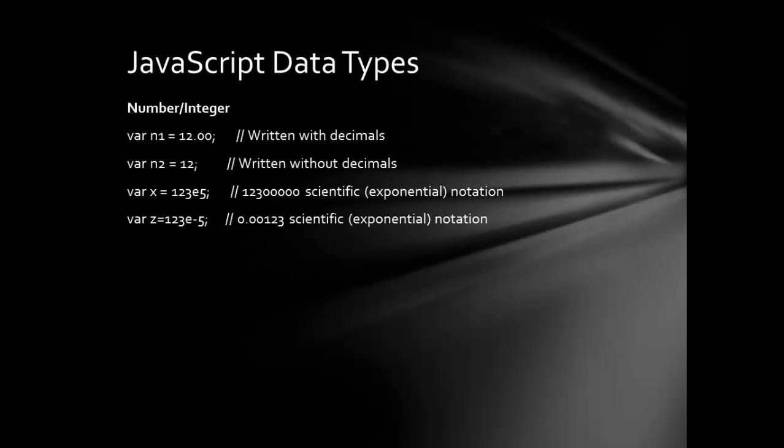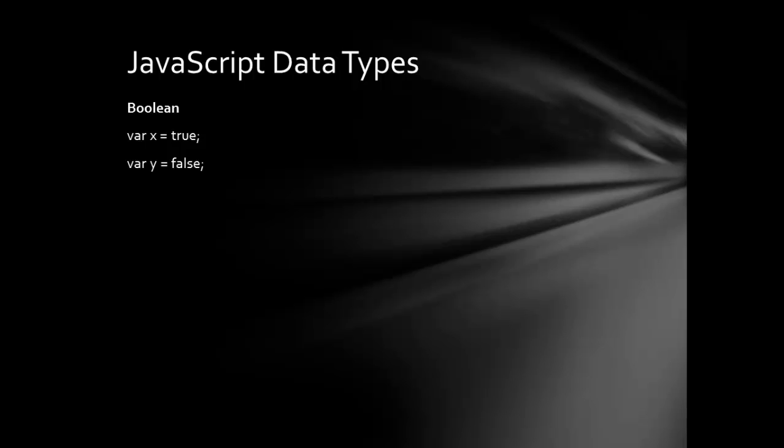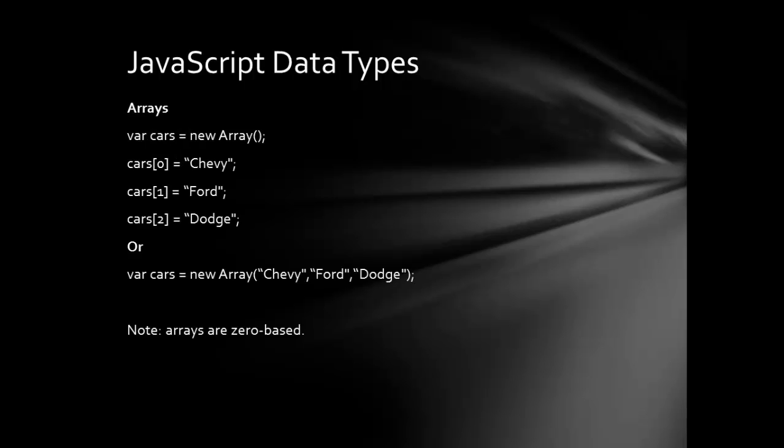A number is just that, it's a number, so you put it in without quotes. Now, if I take my first one there and say var n1 equals 12.00 and I put quotes around it, that will now become a string. So it's just written without the quotes. Boolean is true, false, yes, no, on, off. So that's how we could do that.